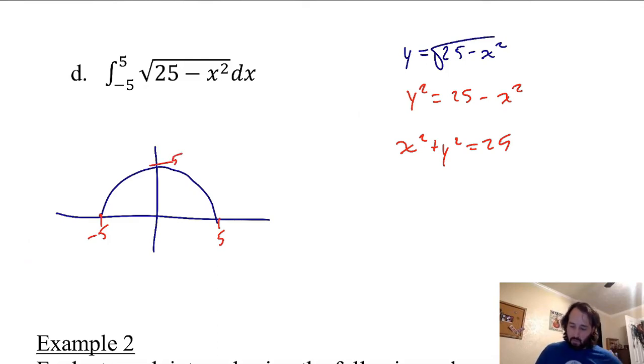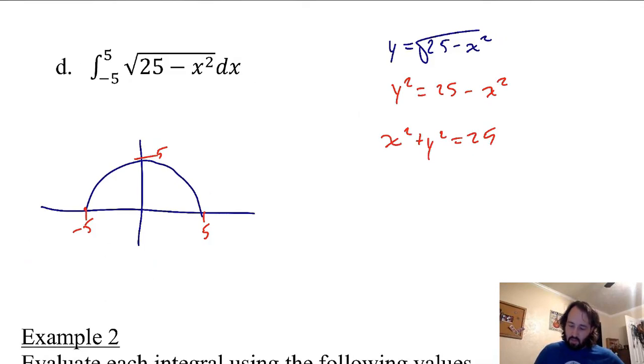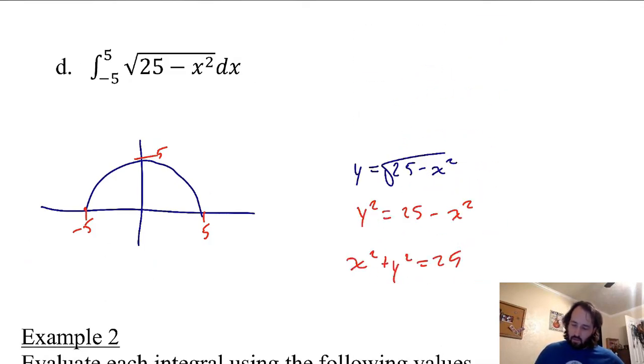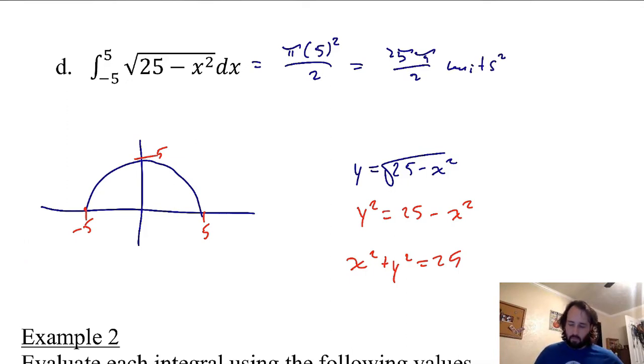But really, all I need to know about all this is just the radius, because it's a half a circle. So pi times 5 squared divided by 2, because half a circle. So 25 pi over 2 units squared. And that would be it.